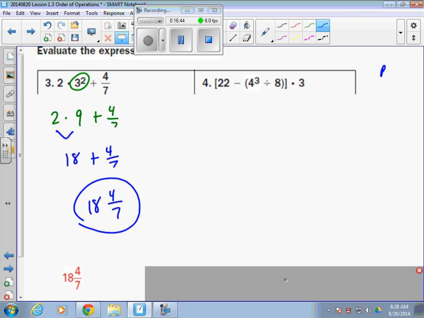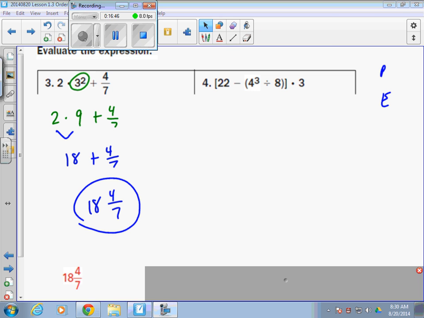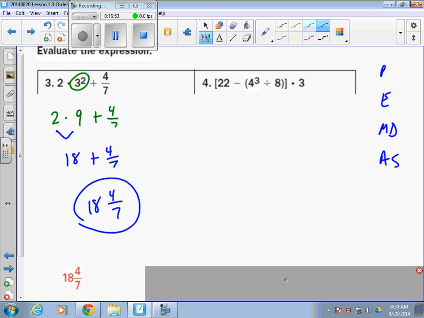Number 4: 22 minus 4 to the third divided by 8, times 3. Again, please excuse my dear Aunt Sally. Do your innermost parentheses first. And once you're inside parentheses, that's this set here, work your order of operations. So do your exponents next. 4 to the third power means 4 times 4 is 16, times one more 4 is going to be 64, divided by 8. Again, it's still in parentheses. That didn't go away.